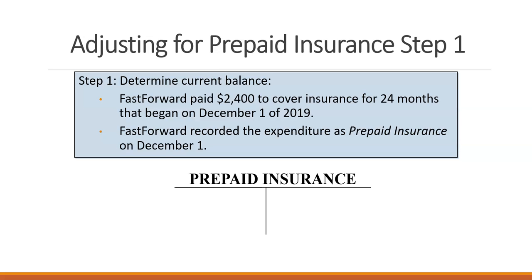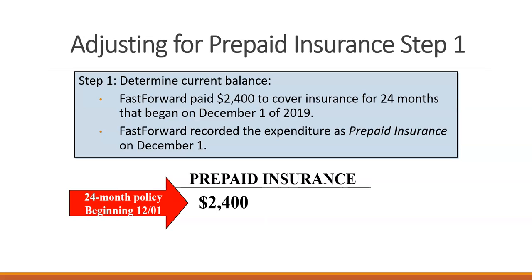So when we're looking at adjusting for prepaid insurance, we paid that $2,400 to cover insurance for 24 months. We paid that on December 1st. We record the expenditure as prepaid insurance on December 1st. We debit prepaid insurance for $2,400 and credit cash for $2,400.